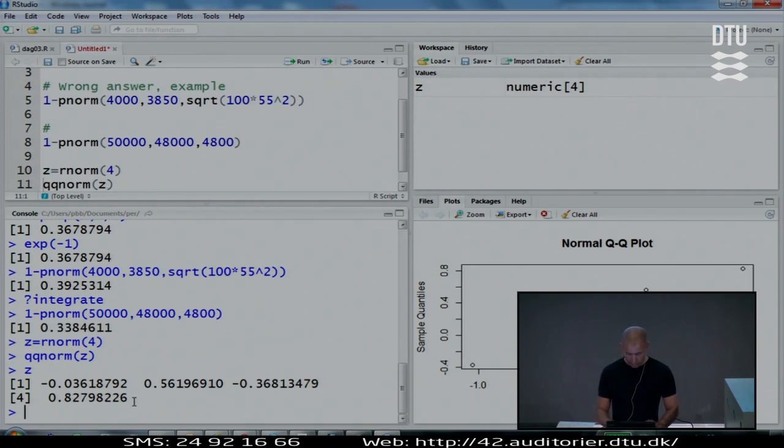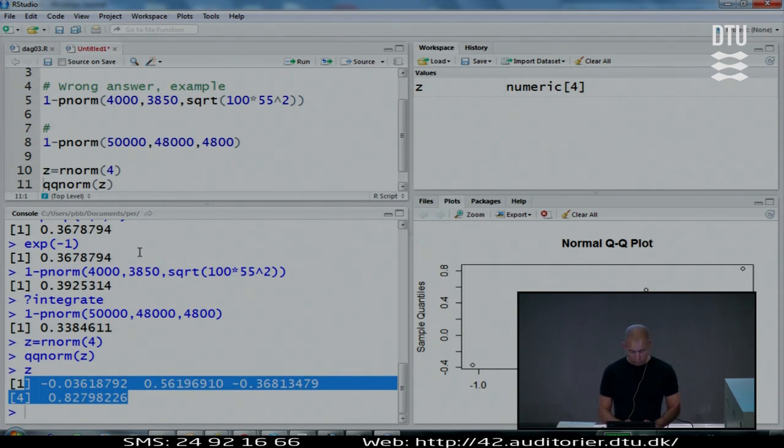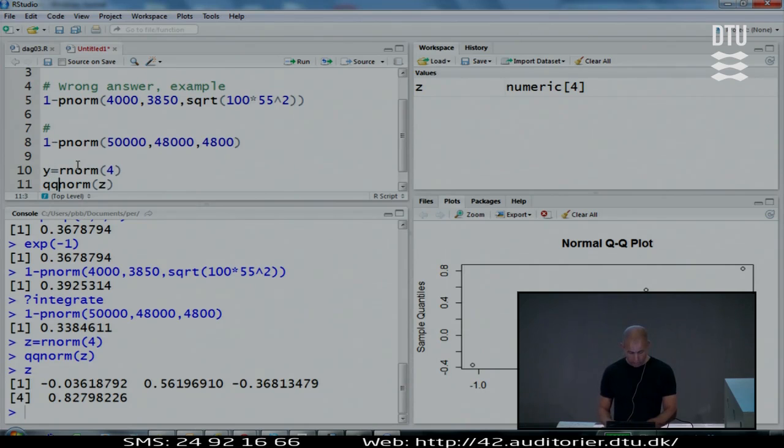On the y-axis, maybe I should call it y just to emphasize, I have the actual numbers, the observations. On the x-axis, I have what in R is called the theoretical quantiles, something from the normal distribution, right? On the y-axis, I have the histogram points. On the x-axis, I have something from the normal. What do I have from the normal? What are the proper quantiles, the proper things to compare with?